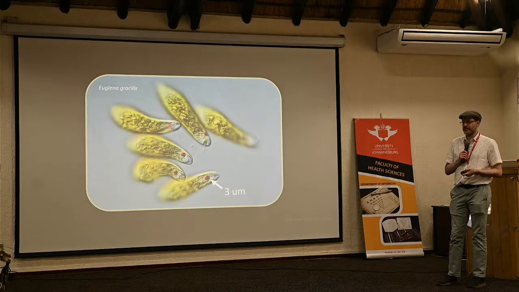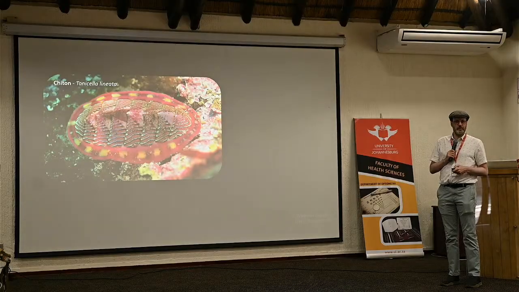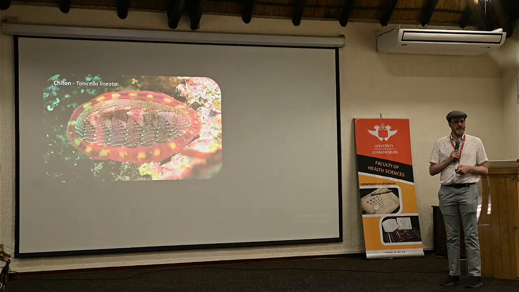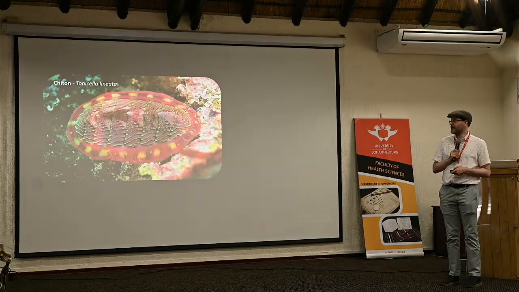Then 10 times larger, we end up with this thing. It's called a chiton. It's something that lives at the bottom of the ocean, and you don't see any eyes. That is because they're microscopically small, and he has hundreds of them. And they look like this.